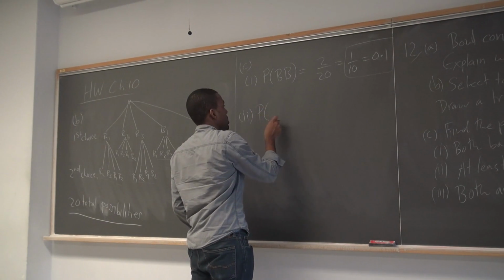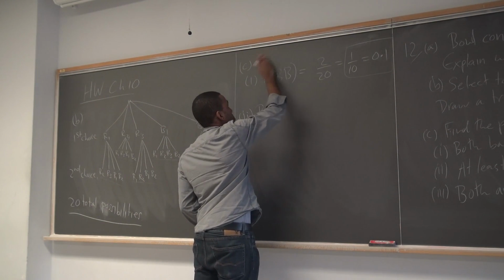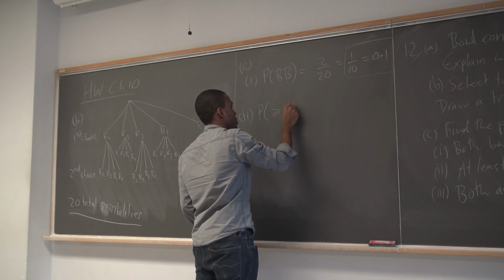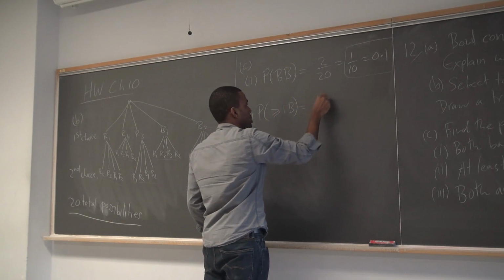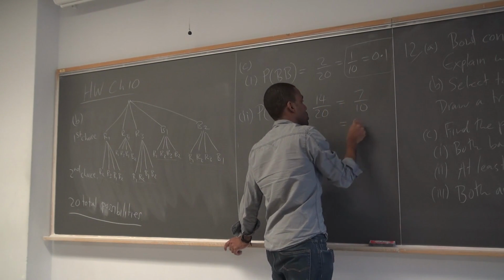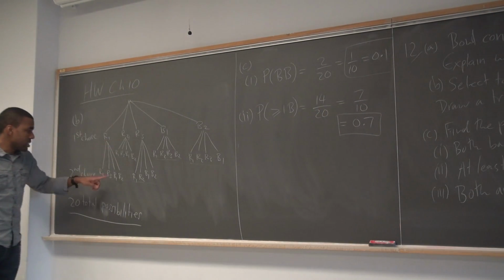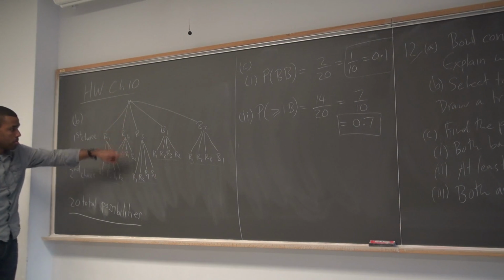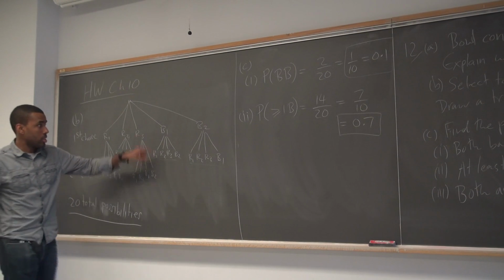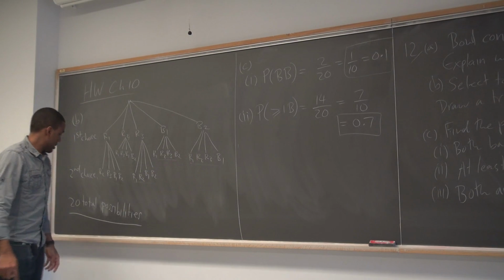Probability of at least 1 black, greater than or equal to 1 black. We have 14 out of 20, which is 7 out of 10, or 0.7. Right? Just by counting how many ways at least one of these blacks can be along an arm. Right? So we have 2 here, 1, 2, 3, 4, 5, 6. You select a black ball here, so every option here, so that gives you 8 more.